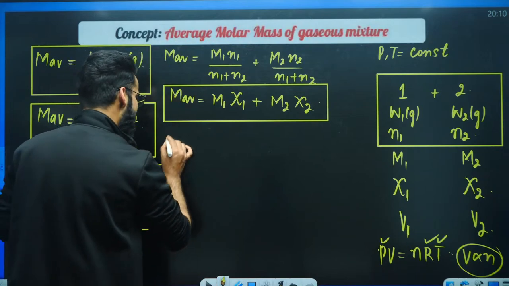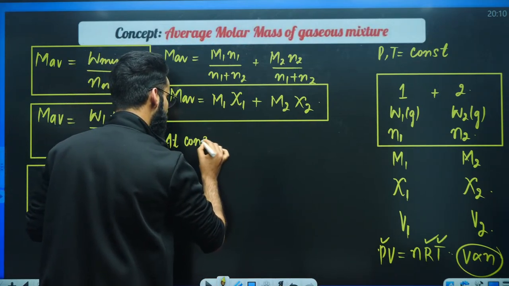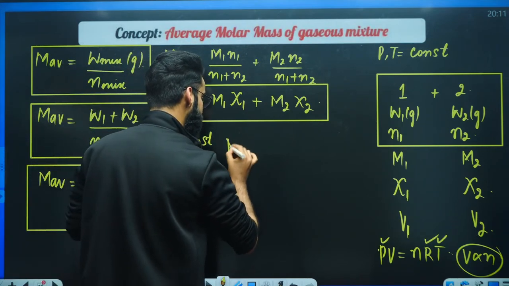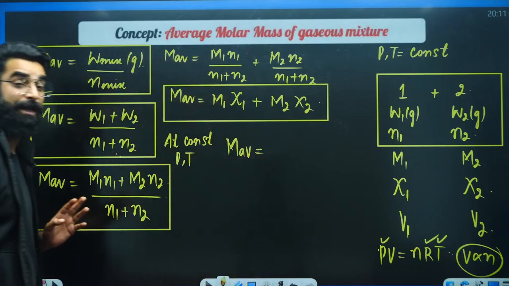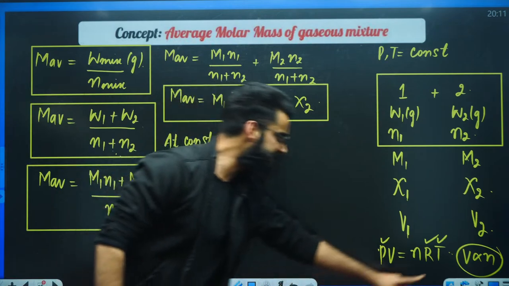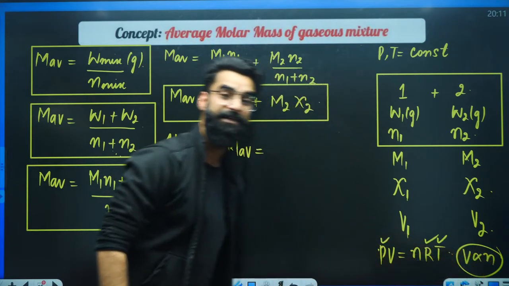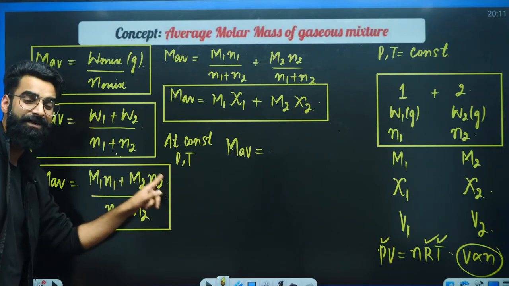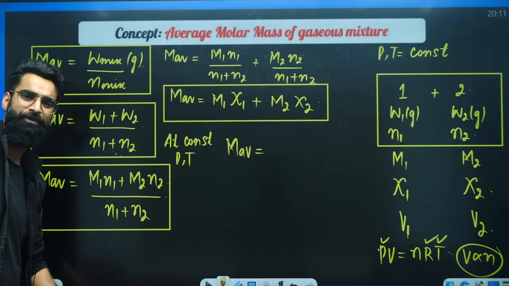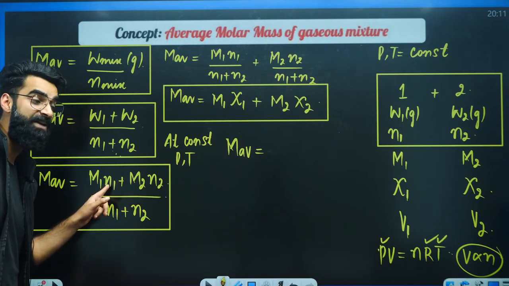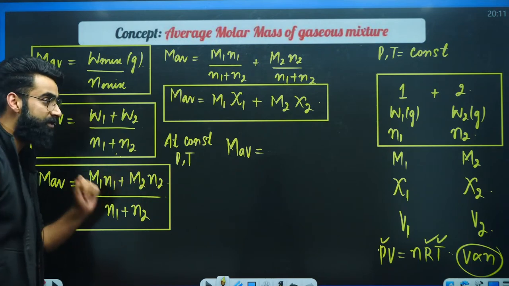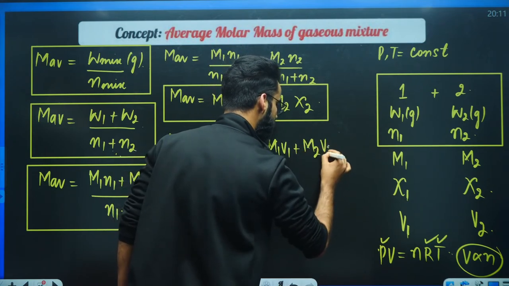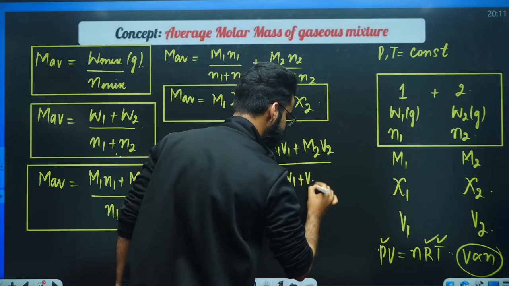So at constant pressure and temperature, if volume is directly proportional to moles, we can make one more result to calculate the average molar mass of the mixture. Wherever in this expression you see the term moles, you can replace the moles by the corresponding volume. So instead of N1, you can write V1, and instead of N2, you can write V2. My new expression becomes M1V1 plus M2V2 divided by V1 plus V2.